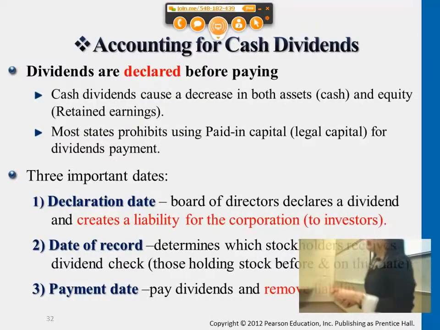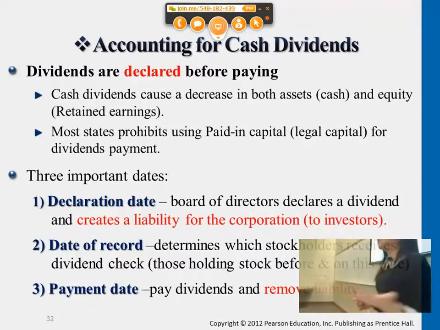And then the third, usually another 2 weeks later, will be the payment date, when it reaches year end. So there will be a declaration date for dividends. There will be a date of record to determine who are the shareholders that receive dividends this year. After this date, if any other shareholders purchase stock, they will fall under the following year's bracket. They will not be receiving dividends until next year. The payment date is the date that shareholders actually receive the dividends.